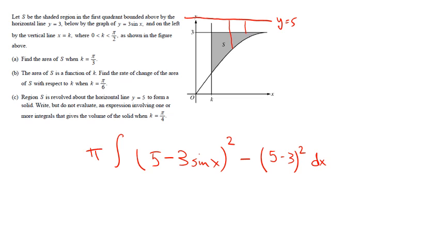Okay, I'm going to integrate. I'm going to put pi since it's a revolution problem, and then k was pi over 4 in this particular part of the question, and the upper bound is pi over 2. Okay, so there it is. You don't have to evaluate it. This was a non-calculator question, so it'd be pretty tough to evaluate that by hand, and so they just ask you to write it.